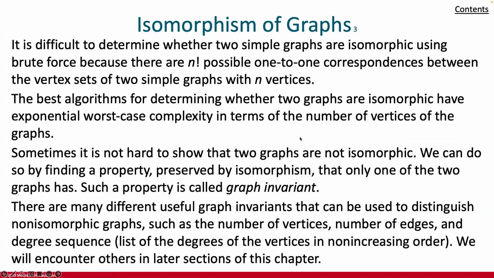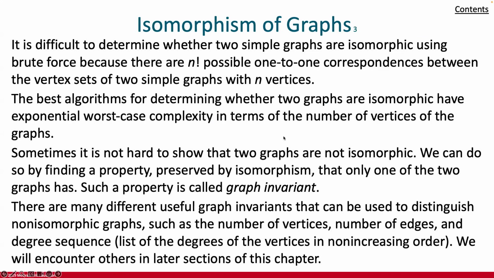It is difficult to determine whether two simple graphs are isomorphic using brute force because there are n! possible one-to-one correspondences between the vertex sets of two simple graphs with n vertices. The best algorithms for determining whether two graphs are isomorphic have exponential worst-case complexity in terms of the number of vertices of the graphs.